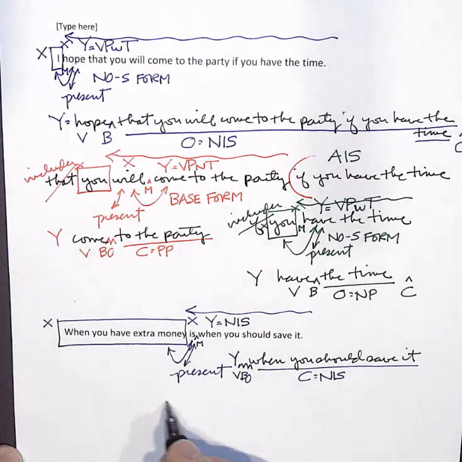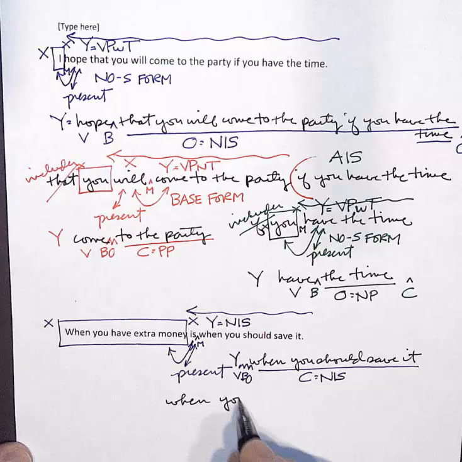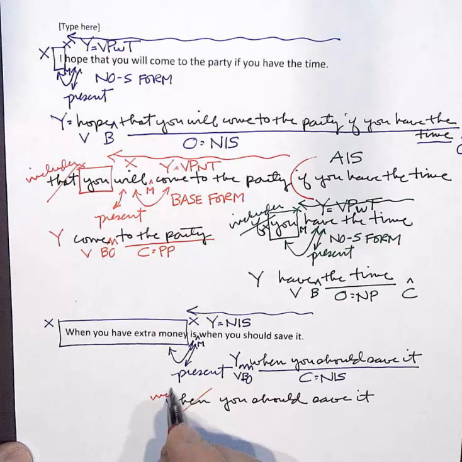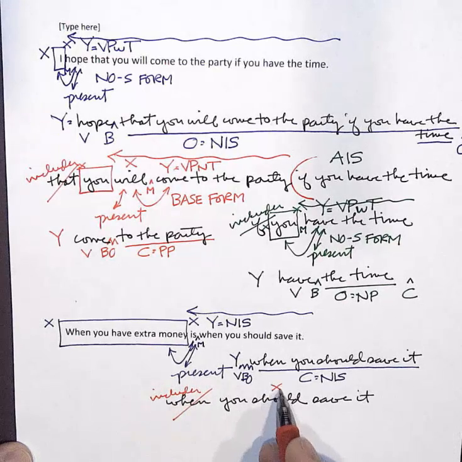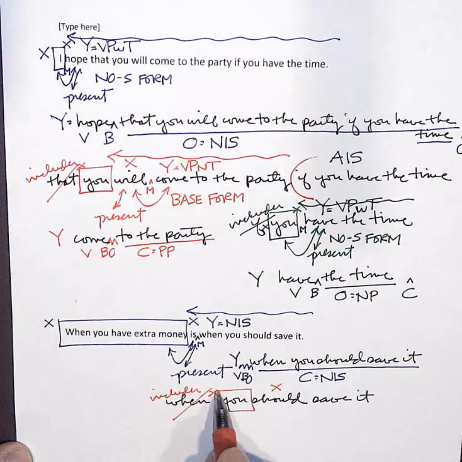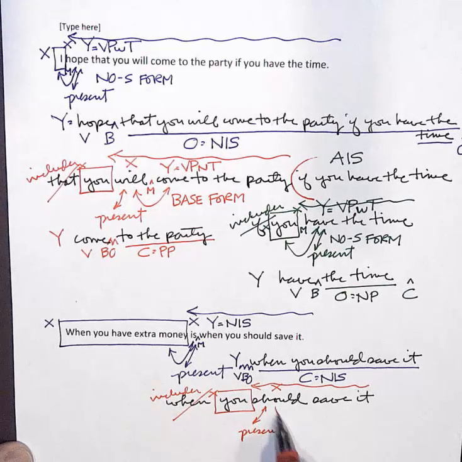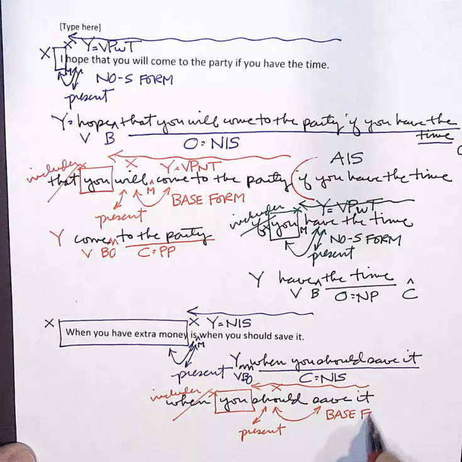So we need to rewrite that so that we can analyze it. When you should save it. When is the includer. Should is the X word. There's no shifters. You is the subject. Should save it. Should ties with the present. Should ties with save. That's the base form. In place. Save it. Verb phrase. No time.